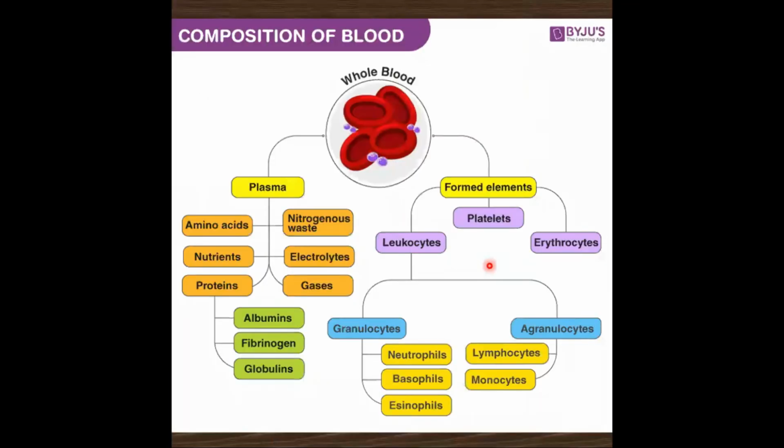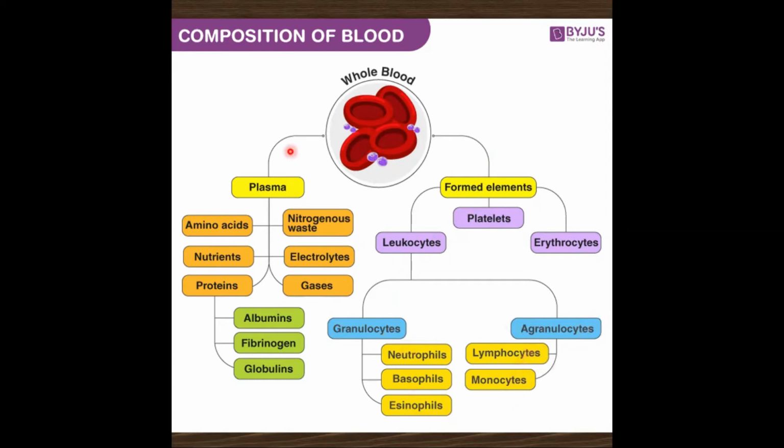Let's talk about the composition of blood. We can see here that there are two major portions of blood. Plasma makes up 55%, and almost 45% is formed elements. There are three types of formed elements: leukocytes, white blood cells, erythrocytes, red blood cells, and platelets. If we talk about leukocytes, we have already seen that there are two main types: granulocytes, which contain neutrophils, basophils, and eosinophils, and agranulocytes, which contain lymphocytes and monocytes.